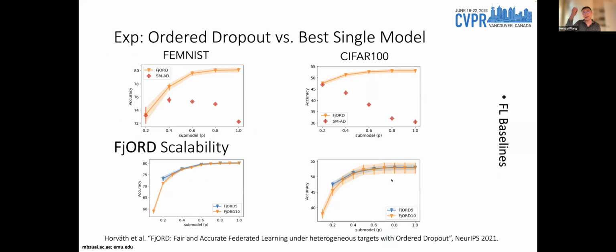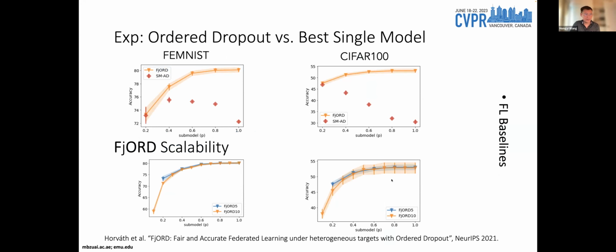Experimentally, it seems that using this work achieves much better flexibility when serving multiple models compared to training each individual model separately, and it also achieves better scalability here.